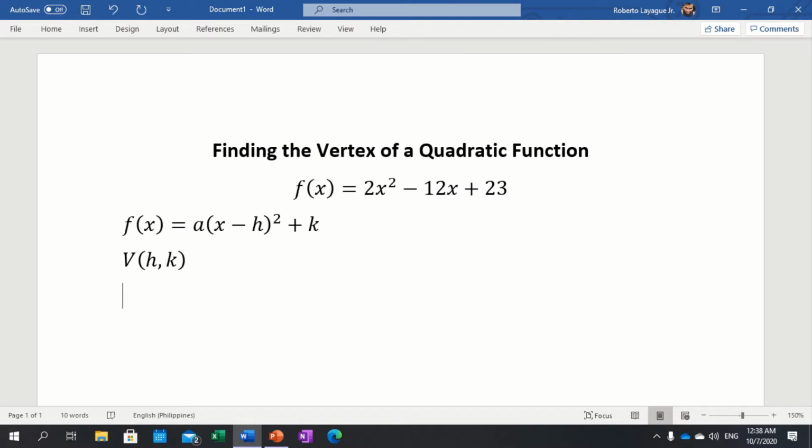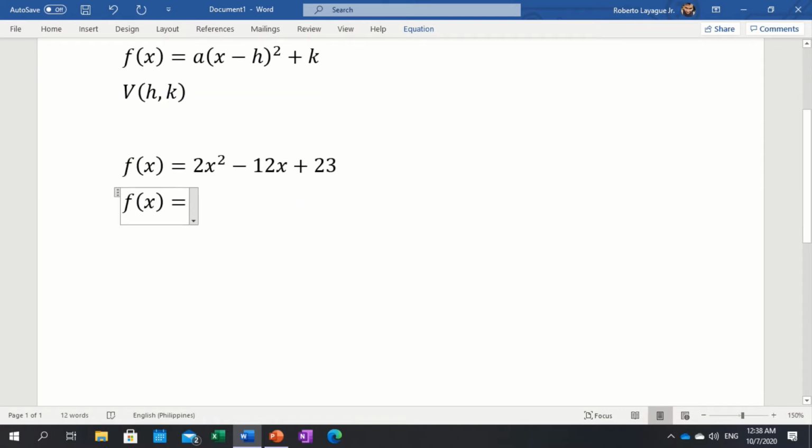Given the function f of x equals 2x squared minus 12x plus 23, let me just copy that. f of x equals 2x squared minus 12x plus 23. Now, you need to group first the first two terms, the terms with the coefficients a and b. So let's group that: 2x squared minus 12x, plus 23.